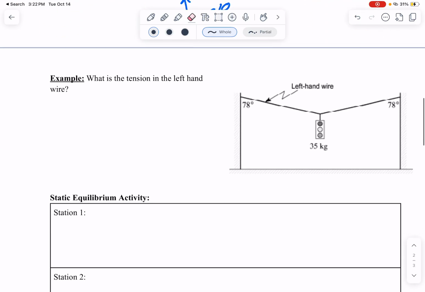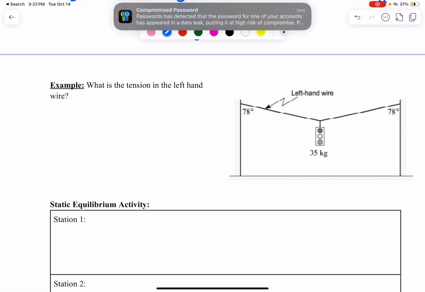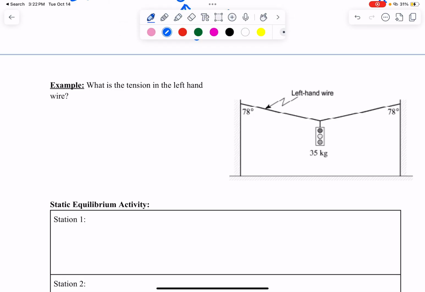All right, this next one says, what is the tension in the left-hand wire? Left-hand wire. So I'm going to draw some triangles here. So we've got this. You could do the top triangle too. Either will work. So these forces will be my FTX. That would be the X component of my tension. Then I'll do this in red. This will be my FTY components of my tension.